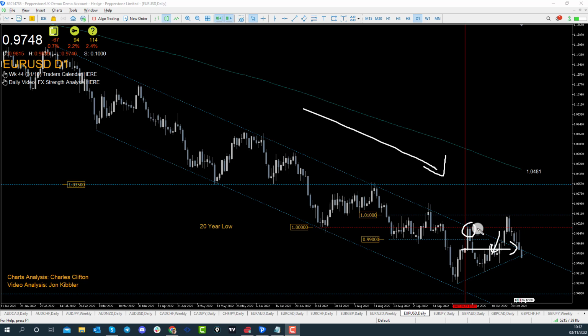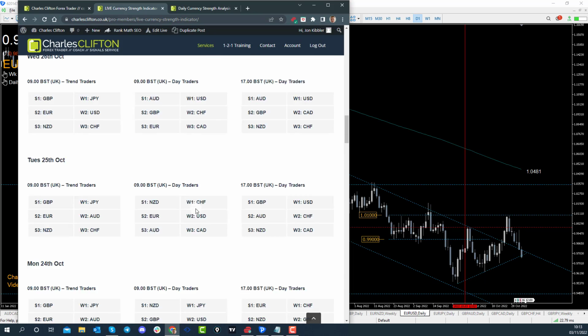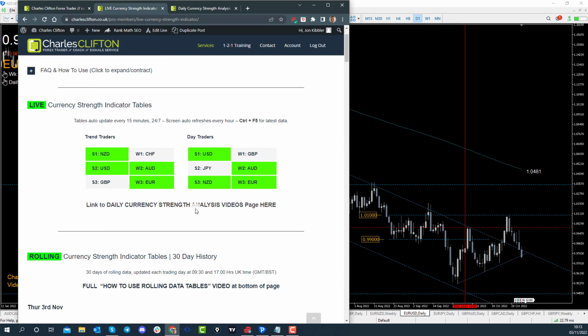And even if you'd been short from this trend line, maybe with stops above the high of the trend line, then you would have actually been stopped on that move as well. So it's always important to look at the trend, but also look back at the currency strength indicator tables and have a look at why something is showing up where it is.